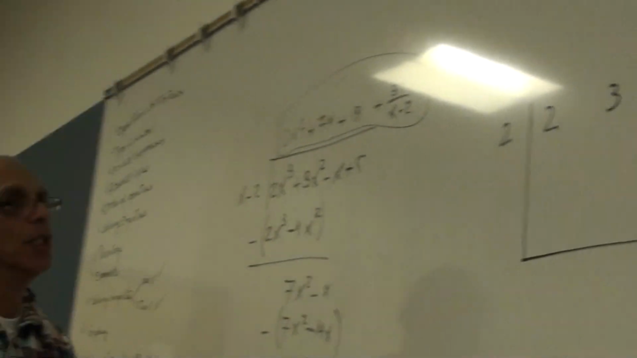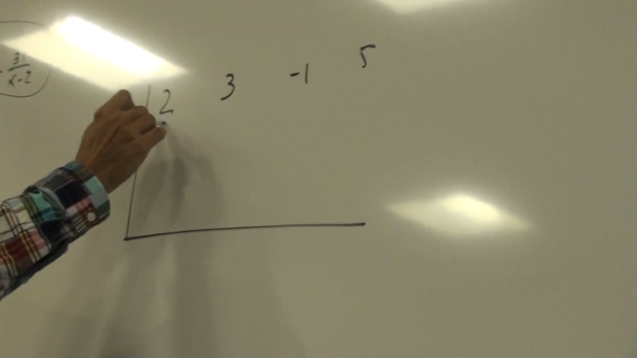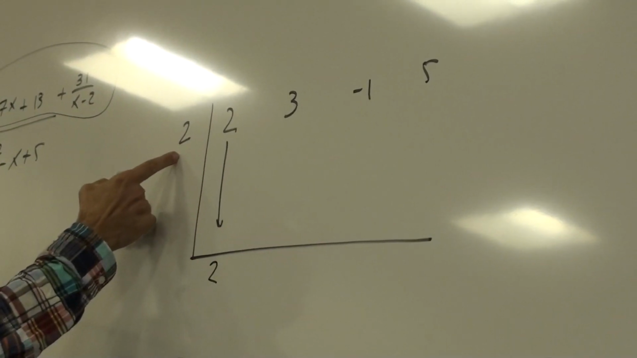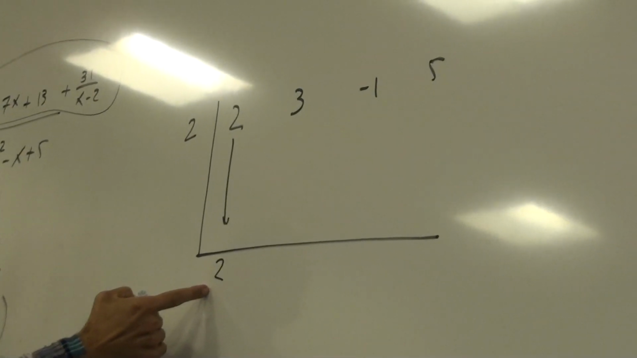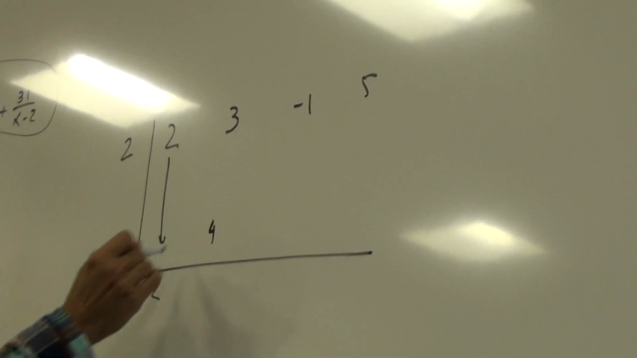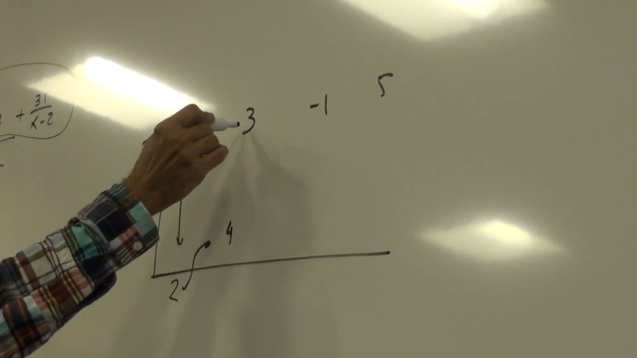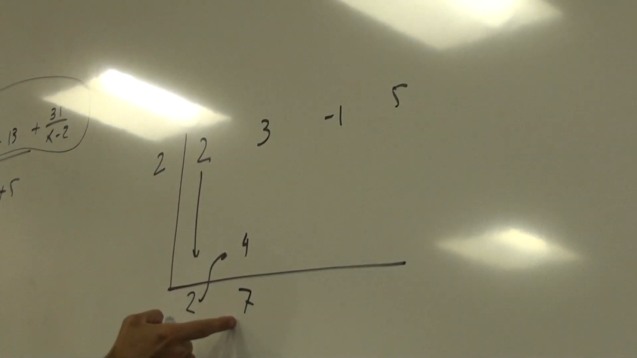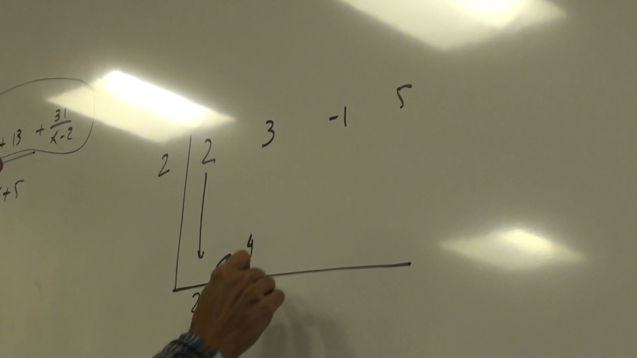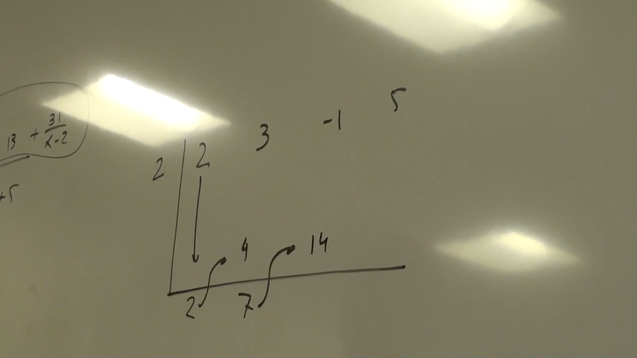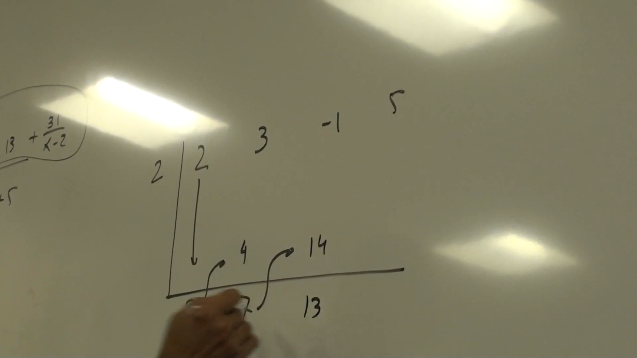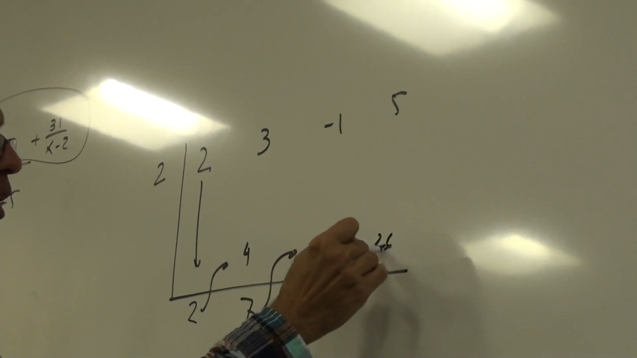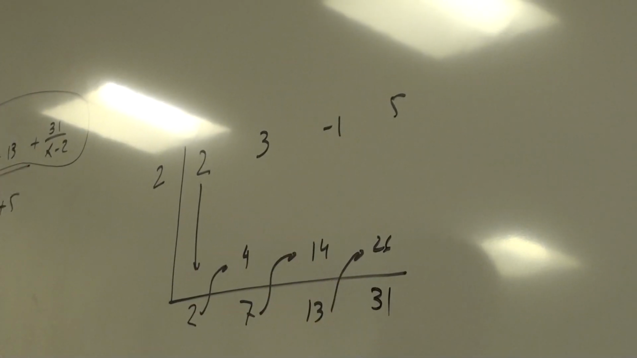So the strategy here is this. You bring this guy down, okay? You multiply 2 times 2 is 4. You put 4 here, okay? And you bring it here. Now, this is going to be 7. 2 times 7 is 14. Bring 14 here. Then it's going to be 13. 2 times this is going to be 26. Bring 26 here. And you add that, that's 31.